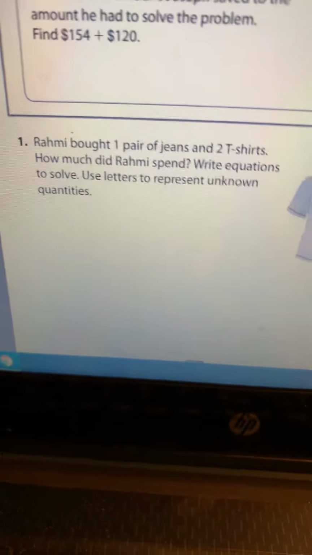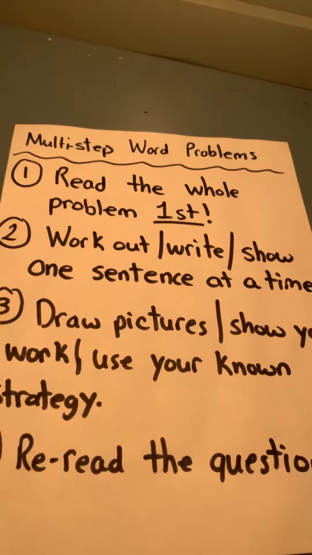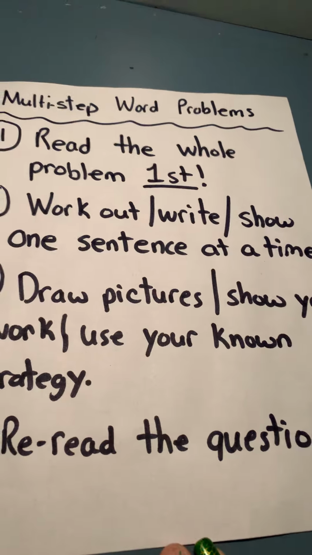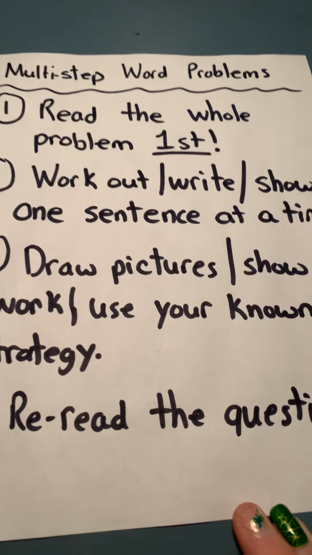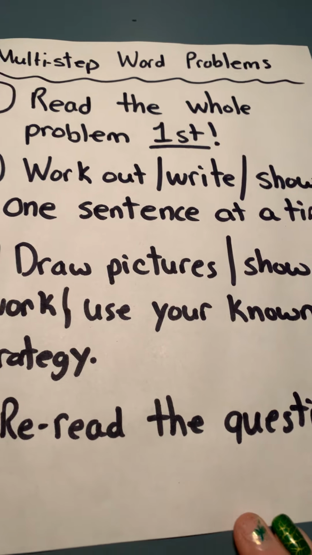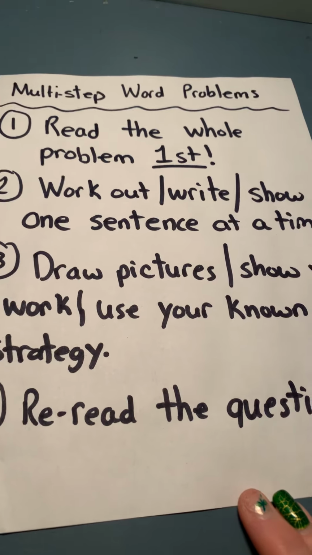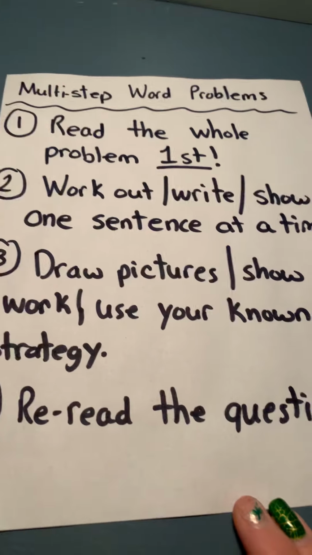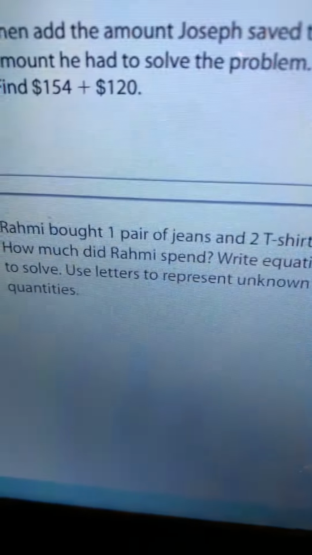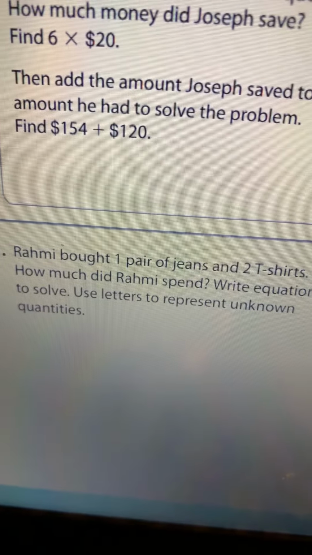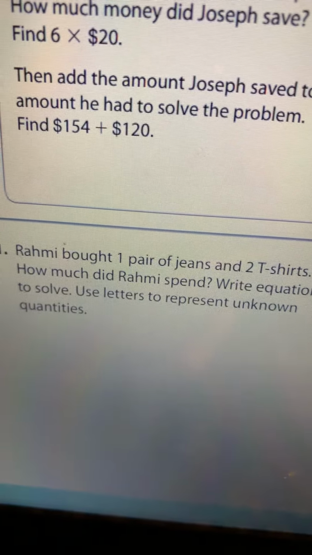Okay, so remember in our multi-step word problems, our directions are to one, read the whole problem first, which we just did. Number two, work out, write, show one sentence at a time, which is what we're going to start. And then number three, draw pictures, show your work, use your known strategies. And then number four, reread the question. So let's look at one sentence at a time. Rami bought one pair of jeans and two t-shirts.